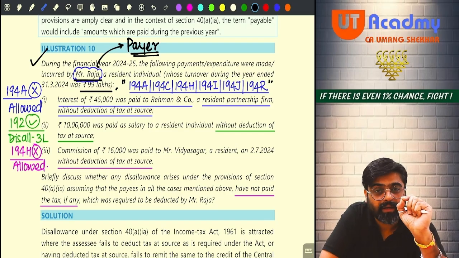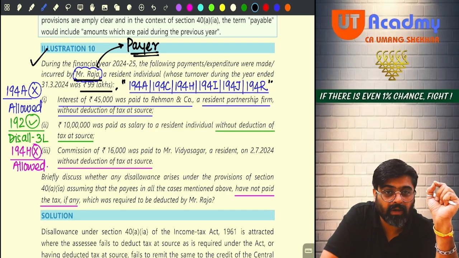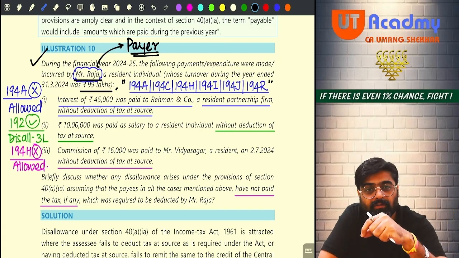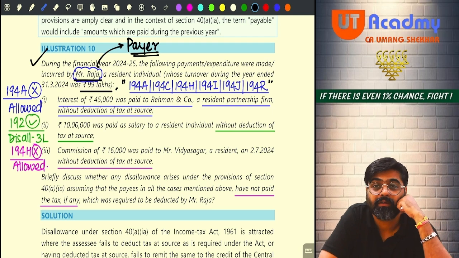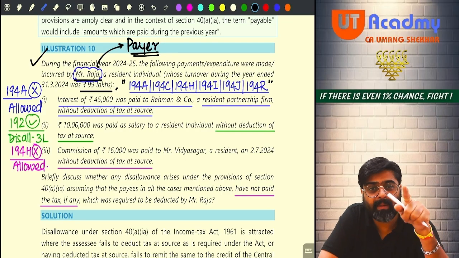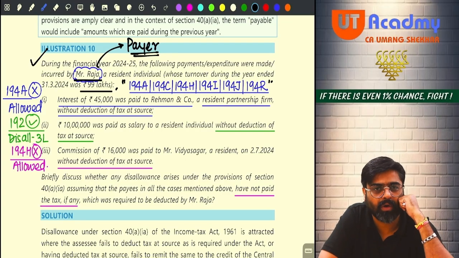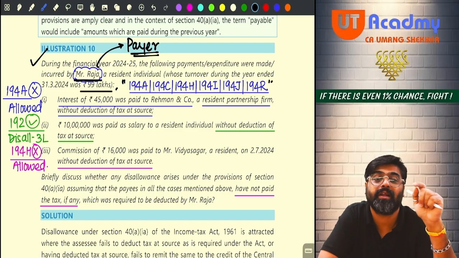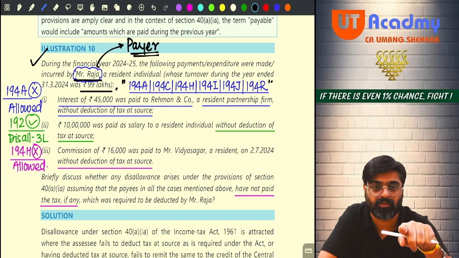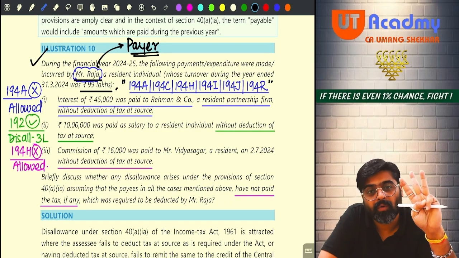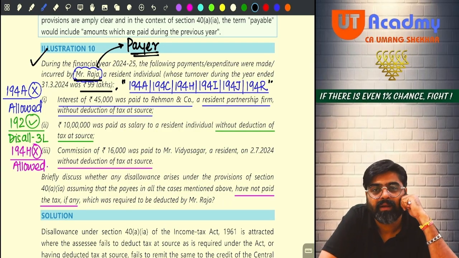Entire salary paid without deducting TDS would have been disallowed if the payment would have been made to a non-resident, as per 40(a)(i). But is the payment made to a non-resident? No. The payment is made to a resident. Then the entire salary on which the TDS was not deducted will not be disallowed. Only 30% of that amount will be disallowed.